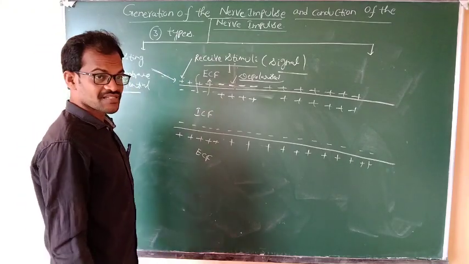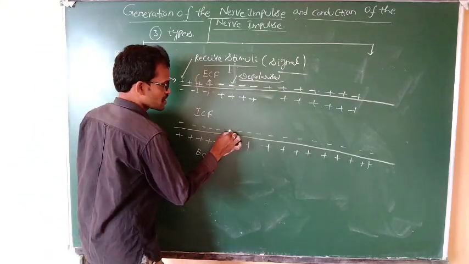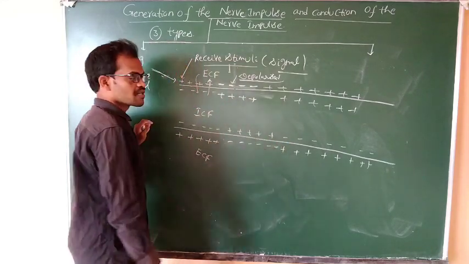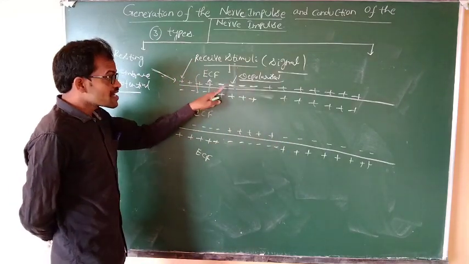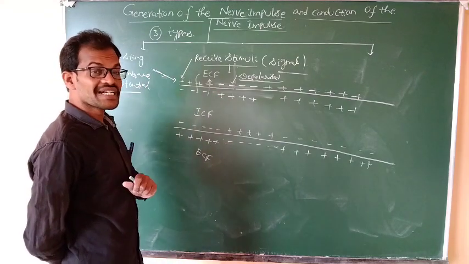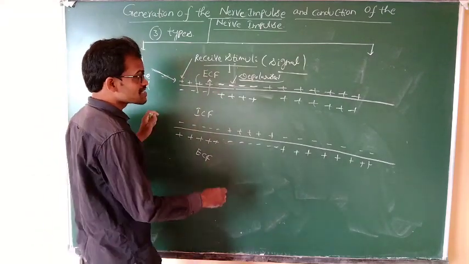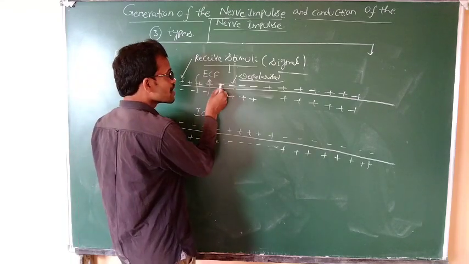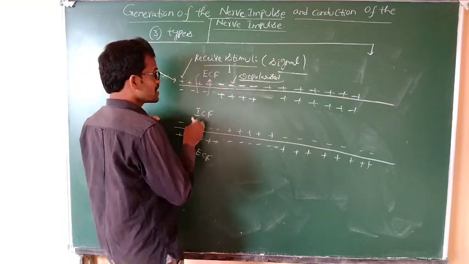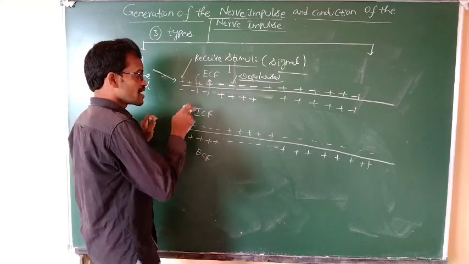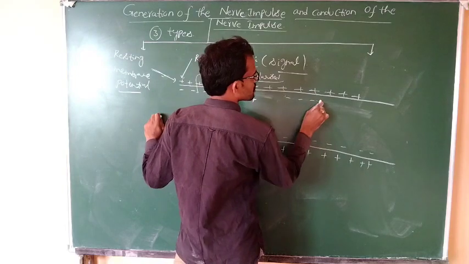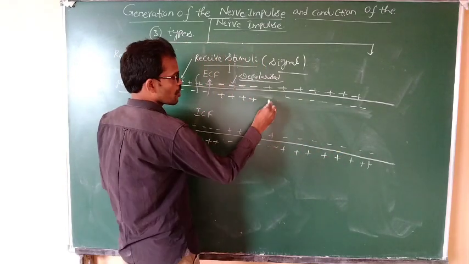Once they receive the signal, outside negative, inside positive, that is depolarized. Once depolarized, how are these ions moving? Outside is always negative charge, inside always positive charge.